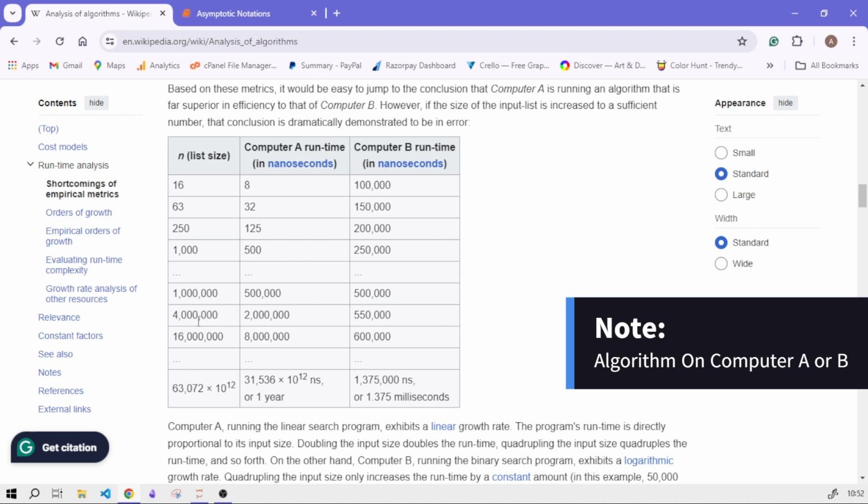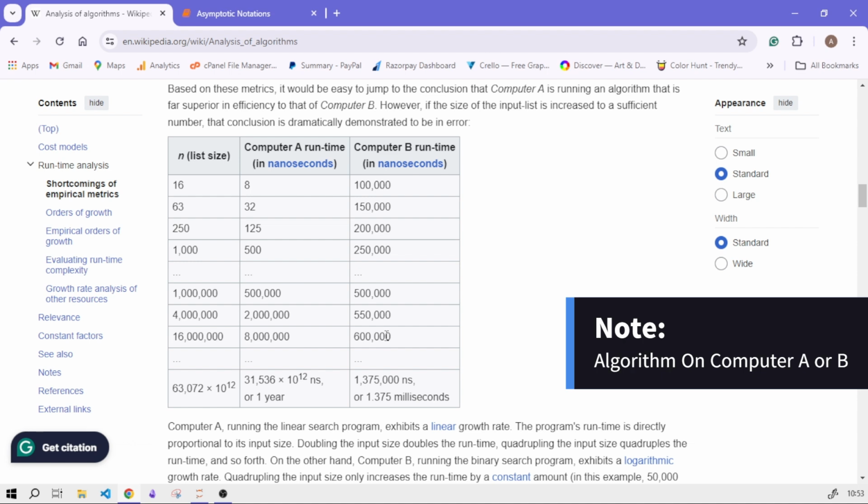But if you increase the input size to 4 million, computer A is taking 2 million nanoseconds, the computer B is just taking 550k. So here we can see that the amount of time computer B is taking is not growing that much as compared to the time computer A is taking. Here you can see computer A is taking 8 million nanoseconds. So it's huge for this 16 million input. So this is the difference.